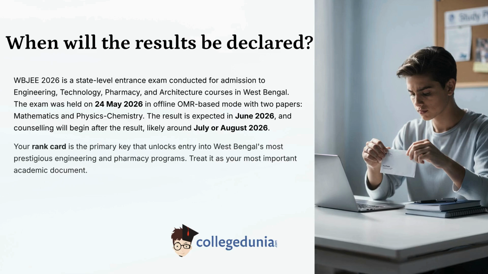West Bengal JEE 2026 is the state level entrance examination for admission to engineering, technology, pharmacy, and agriculture programs across West Bengal. The examination was conducted on May 24, 2026 in offline OMR mode. The results are expected to be released in June 2026, while the counseling process is likely to begin in July or August. Once released, your rank card will serve as the key document for securing admission to your preferred college.